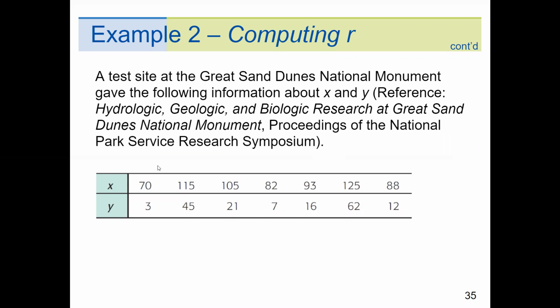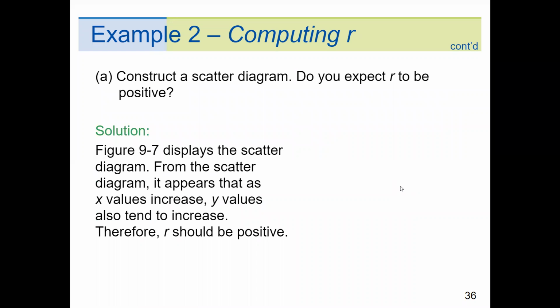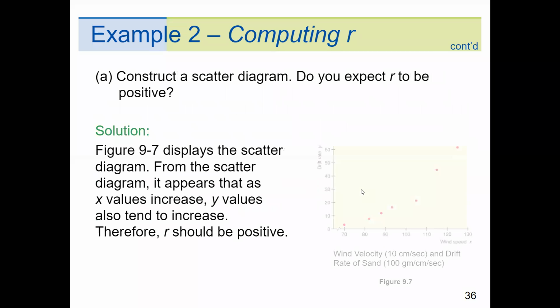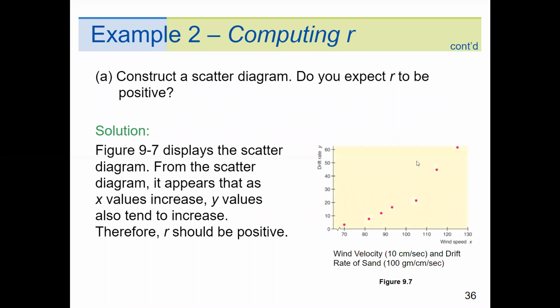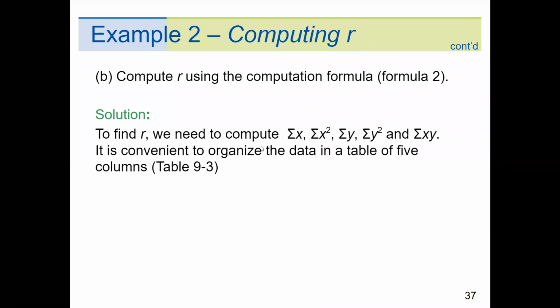Here they give you a reference. Here's the data. We would just plot it. Construct a scattergram. Do you expect R to be positive? So figure 9.7 displays the scattergram. From the scattergram, it appears that X values increase and Y also tends to increase. Therefore, R should be positive. So here it is. And you can see it's moderately linear. Guess it's not really exponential.